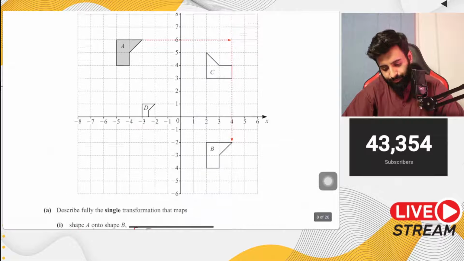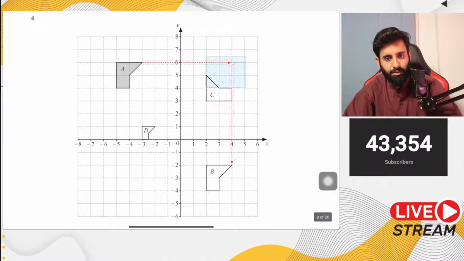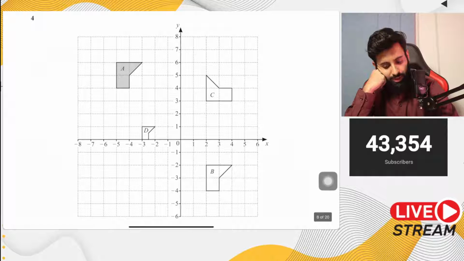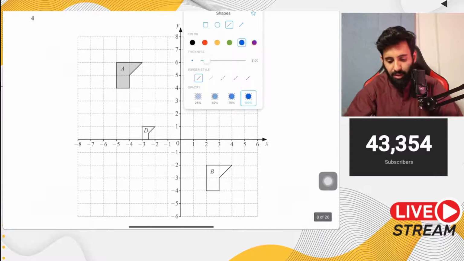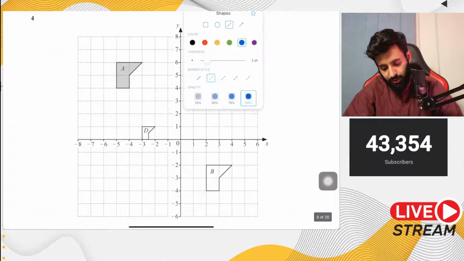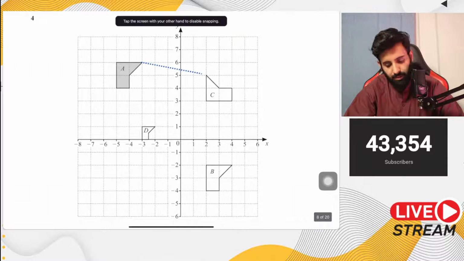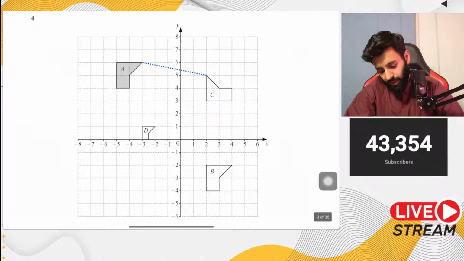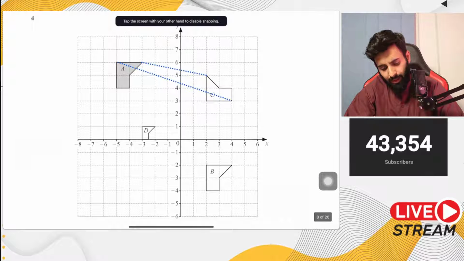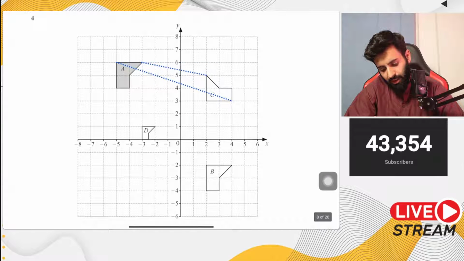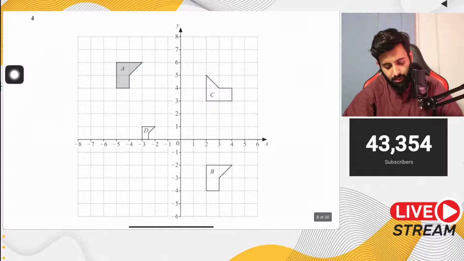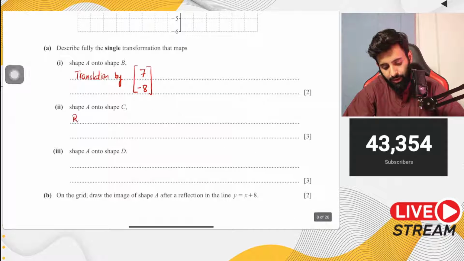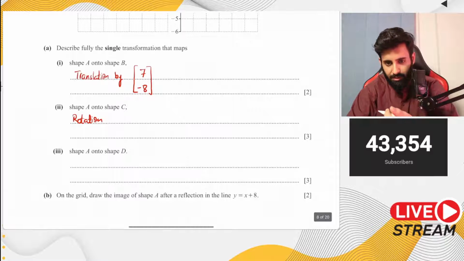Shape A onto C. First of all, we've got to narrow down between reflection and rotation. You will only find yourself getting confused between reflection and rotation. So if I join these 2 points, and then join any other point, I can see that the lines aren't parallel. You can clearly see that these 2 lines are not parallel. Because they're not parallel, that means we have a rotation. And let me tell you something, if it's 3 marks, it's definitely not reflection, it's definitely rotation.